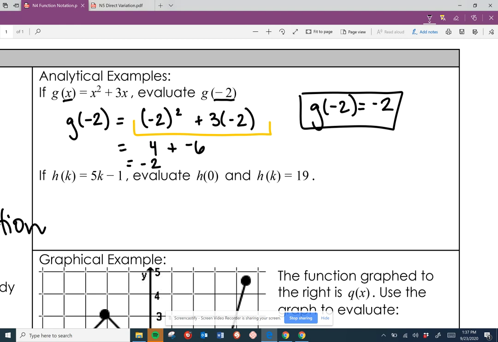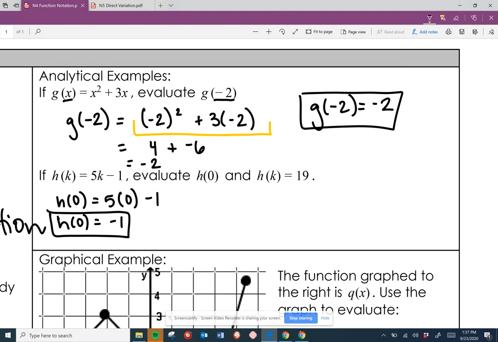Okay, so down here we have a similar example. It says evaluate h of 0. So everywhere we see a k, we will put a 0. H of 0 equals 5, and then instead of a k, we're going to do parentheses 0 minus 1. Okay, so 5 times 0 is 0. 0 minus 1 is -1. So that would be h of 0.